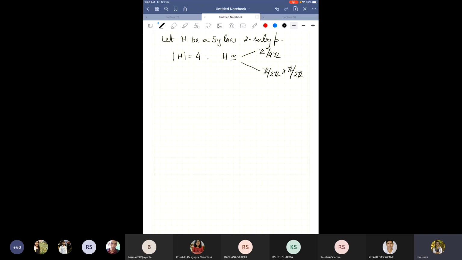Because any group of order p square, we have already seen, is either isomorphic with the cyclic group of order p square or isomorphic with Z quotient pZ cross Z quotient pZ. Right? So this is the cyclic group. And this is known already. This is V4, known as the Klein 4 group.